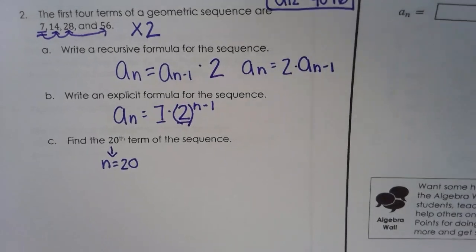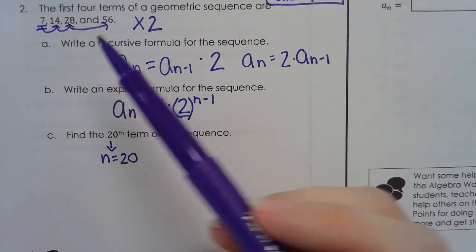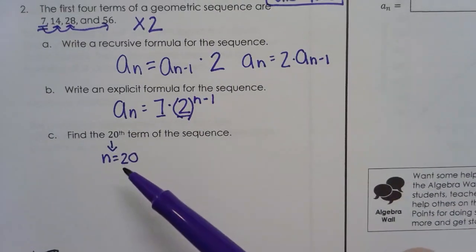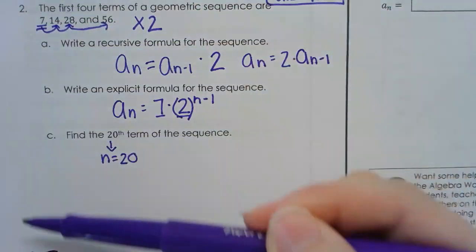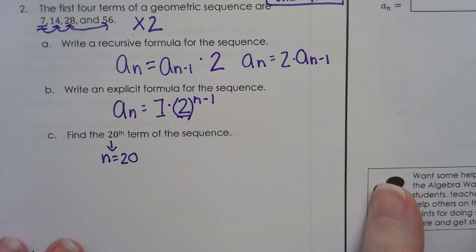So it would just take a while because you're at the 4th term, so then you got to get to the 5th, 6th, 7th, all the way to the 20th. You're just going to have a long, long list of numbers. But if you're determined to do it that way, go for it. However, I would strongly recommend using the explicit formula for this one.